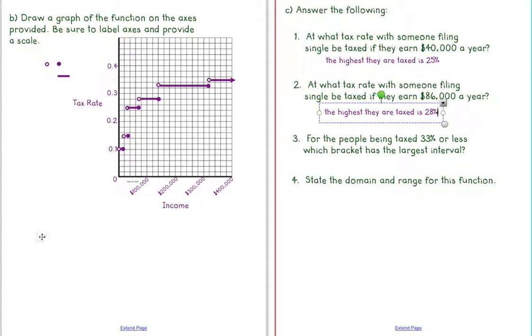Okay. For the people being taxed 33% or less, which bracket has the largest interval? Well, this is where the graph is kind of nice, because you can see that it's this bracket right in here at the 28%. So the 28% bracket has the largest interval.